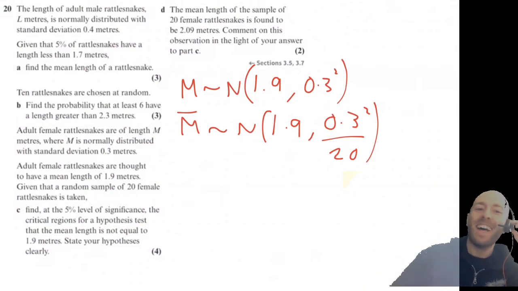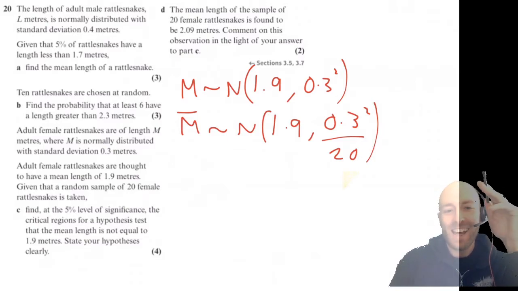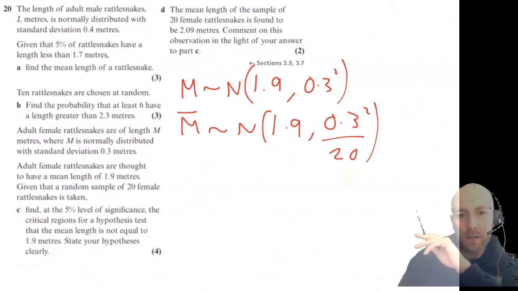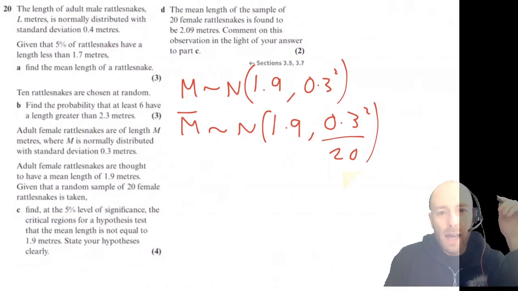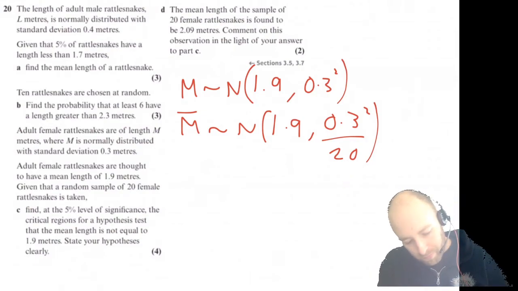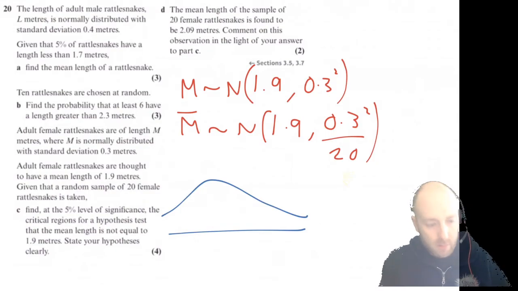So there's my population is the top one. Reading through the text, the second one is our sample mean distribution. Remember we divide by n. And that's what we're going to be hypothesis testing on. So 5% level. Read, state our hypotheses. So let's do that down here.